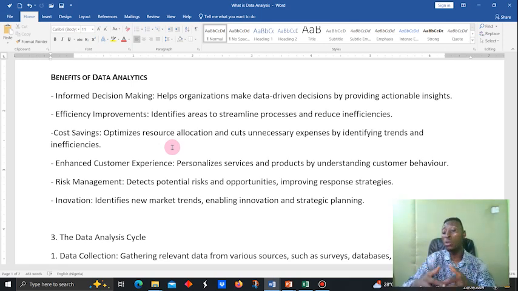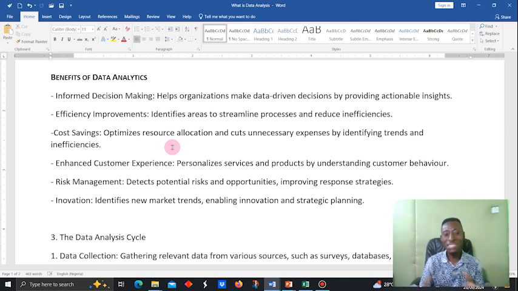It enhances customer experience. It personalizes services and products by understanding customer behavior. What do they want the most? Do they end up buying this product because of that product? If you're selling just a table in your shop and someone else is selling a table and a chair, you discover that the person who sells a table and a chair will end up selling more, because statistics have shown that people who tend to buy tables end up buying chairs too.